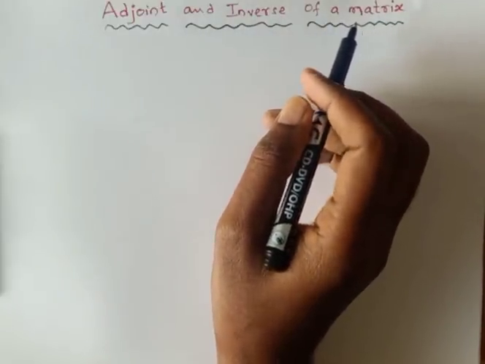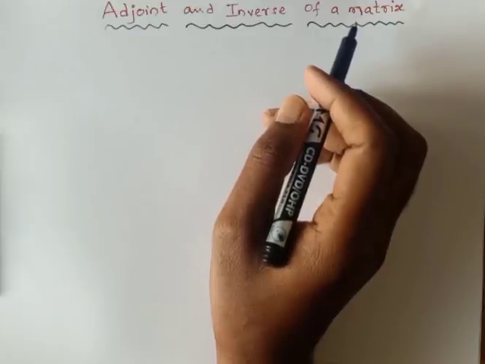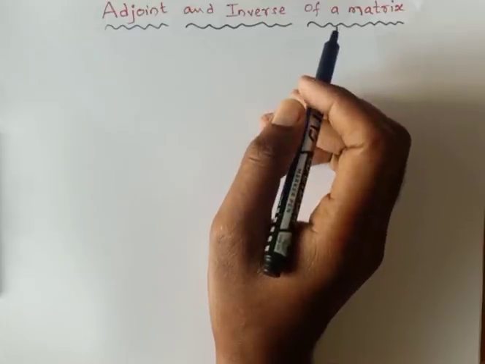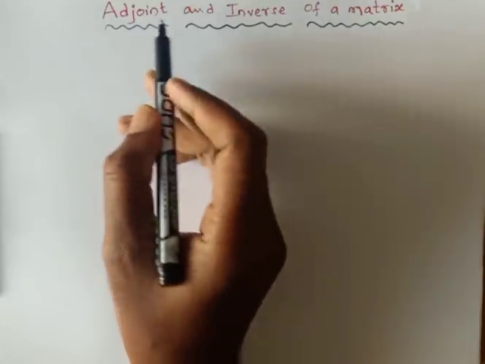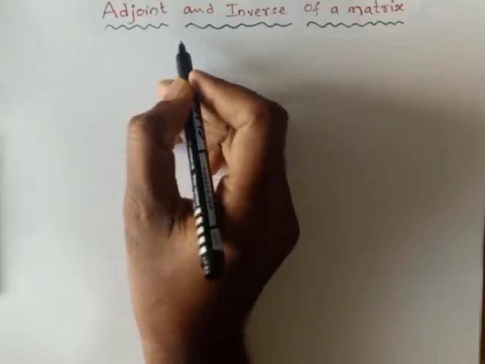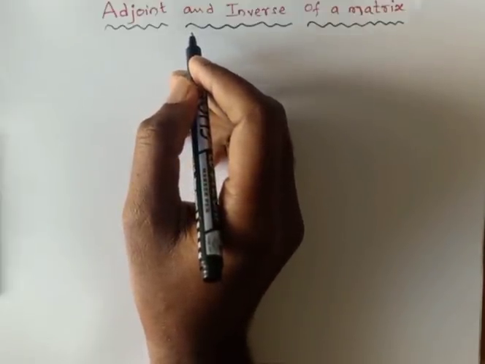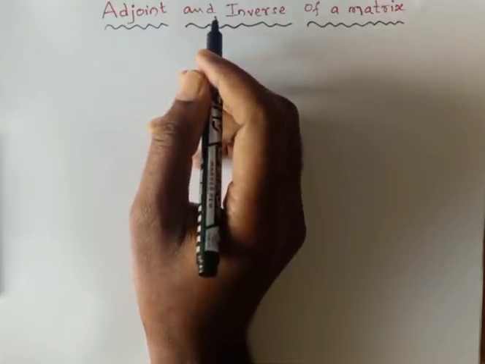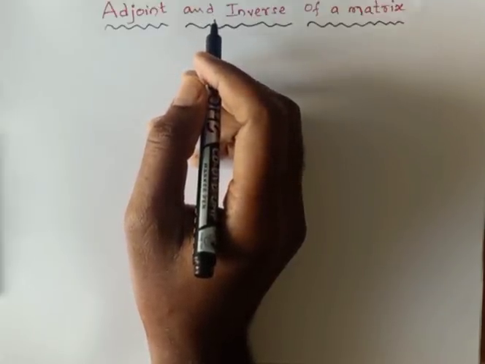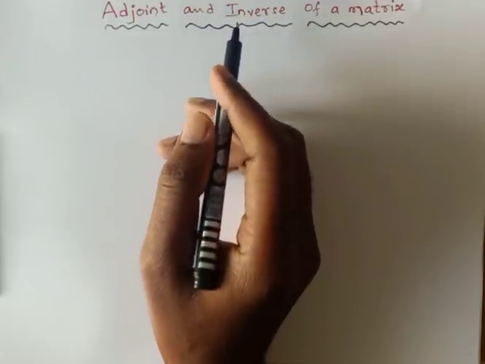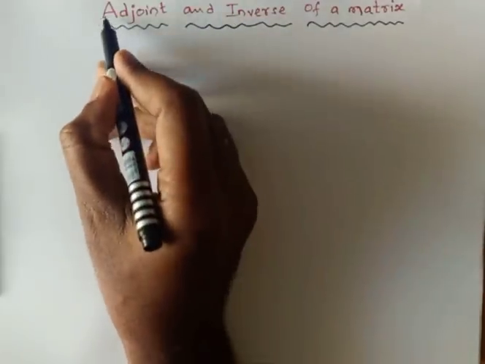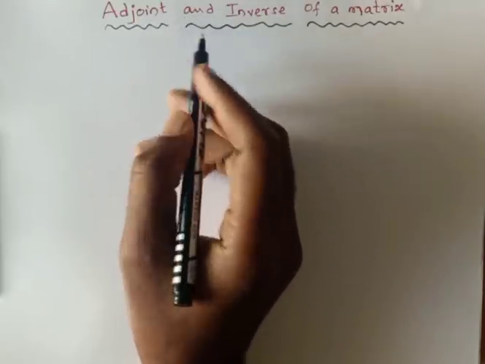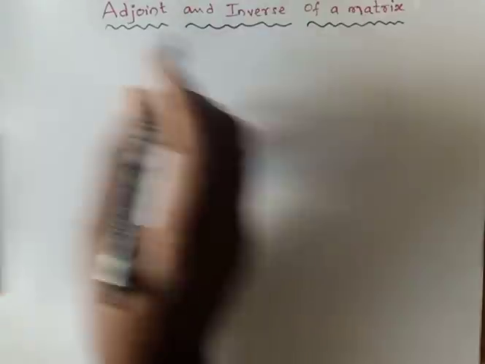And two more kinds of matrices are there, singular and non-singular matrix. All these things are defined for a square matrix only. We also need to derive a formula for the inverse of a non-singular matrix, and it is in terms of the adjoint of the given matrix. So let's see the adjoint of a matrix.